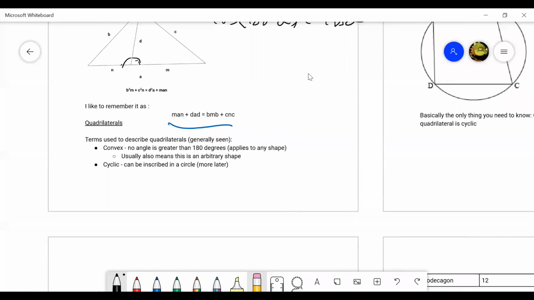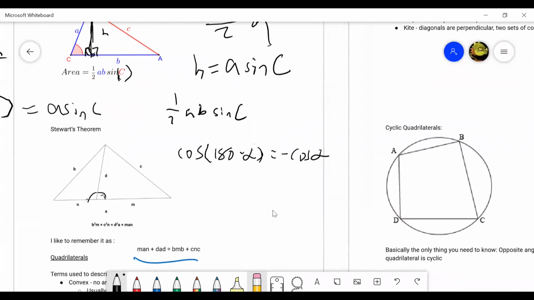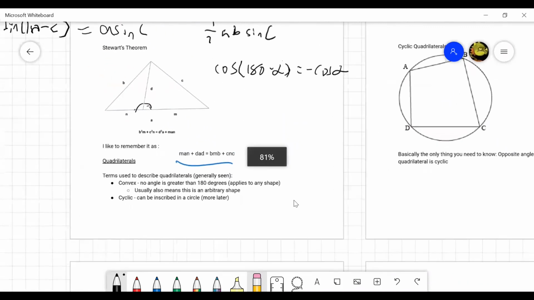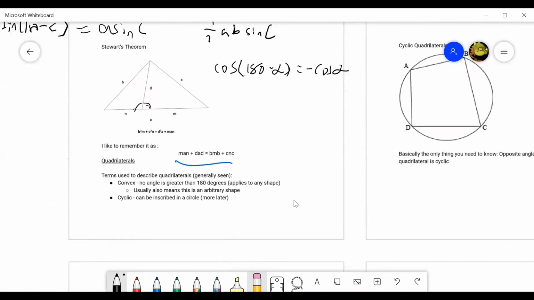Okay, so I think that was all I wanted to do for triangles. So I think next we're doing quadrilaterals. And with quadrilaterals, there are a couple more terms you have to know. The two main ones being convex and cyclic.